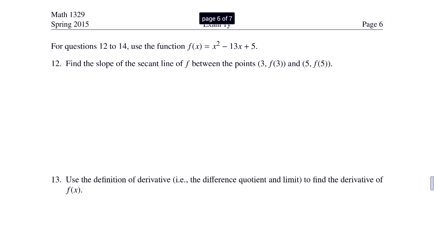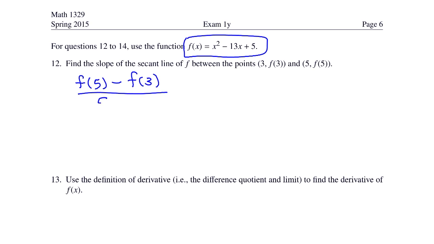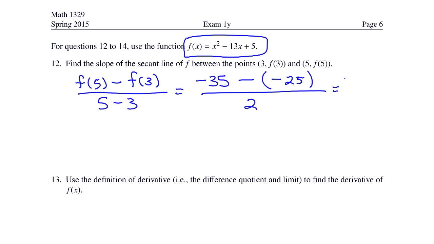Let's look at 12, 13, and 14. All of these use the same function, x squared minus 13x plus 5. Question 12 was to find the slope of the secant line between the point where x is 3 and the point where x is 5. So that would be f of 5 minus f of 3 over 5 minus 3. Then using the calculator, we get negative 35 minus negative 25 over 2, which is negative 10 over 2, which is negative 5.